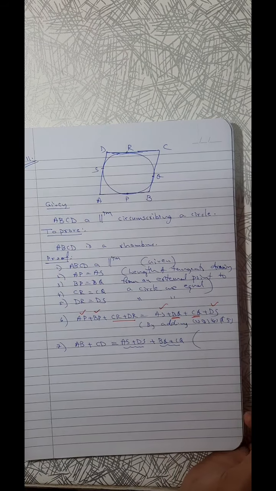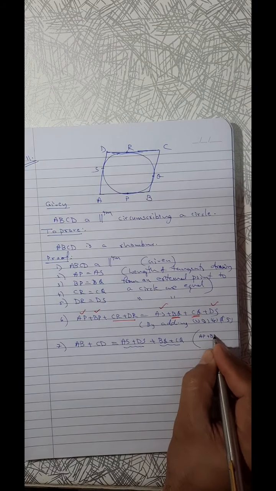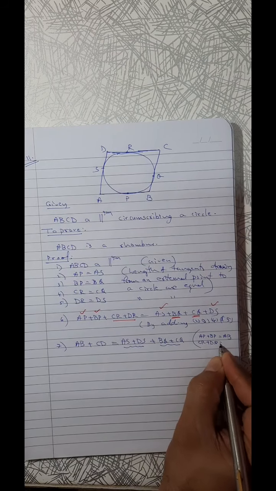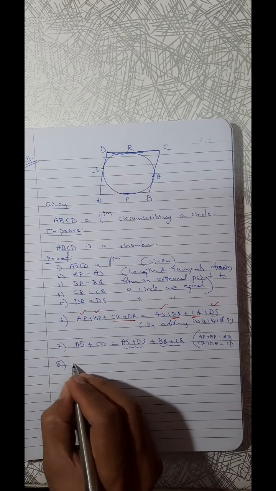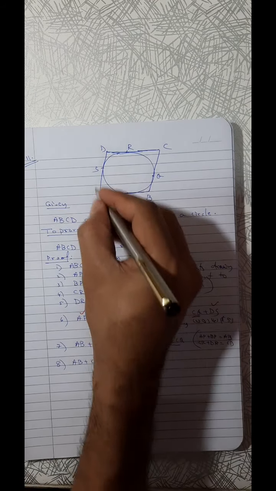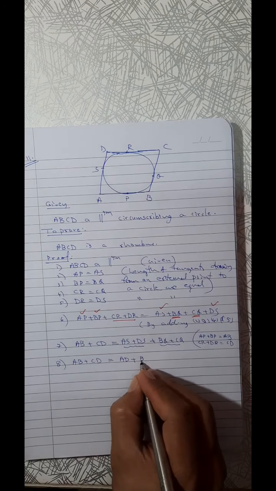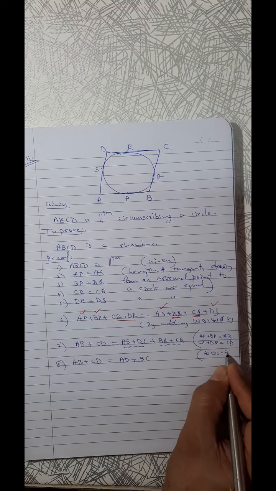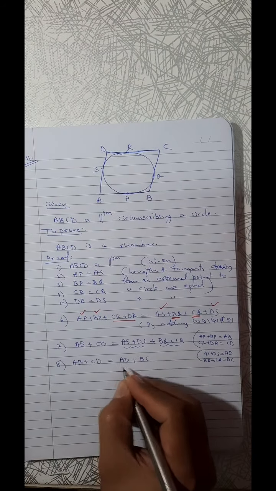Now for this, what reason can we write? AP plus BP is same as AB. CR plus DR is CD. Now we are again combining the two things which are kept together: AS plus DS is AD, and BQ plus CQ is BC. So these two together give this.